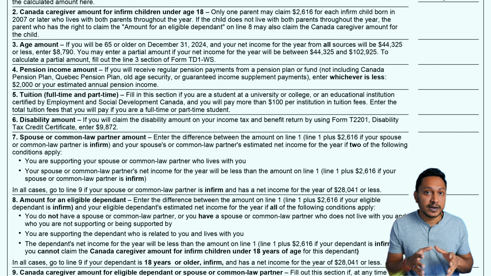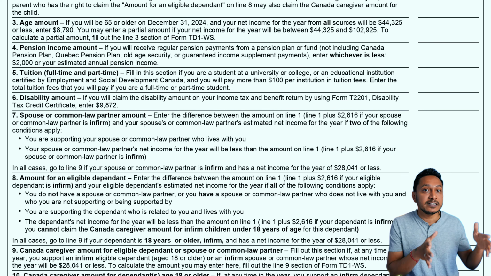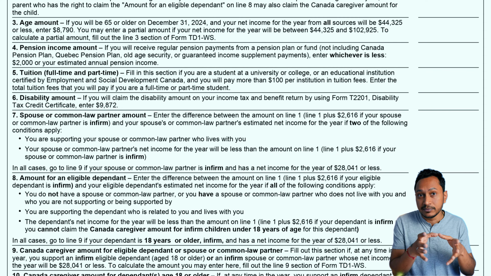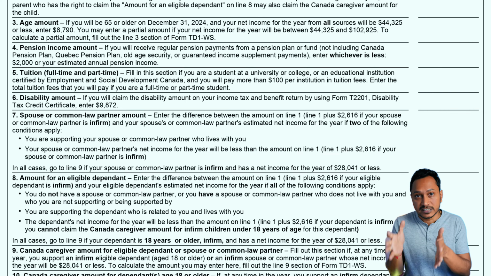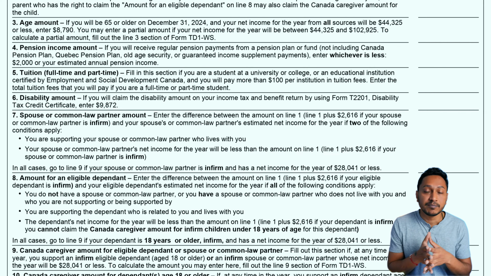Let's say you are filling out this form for the first time, but you already paid some fees last year and you haven't claimed that amount yet in your taxes, then you can enter last year's amount plus this year's amount to make sure that you are claiming the complete fees, okay?